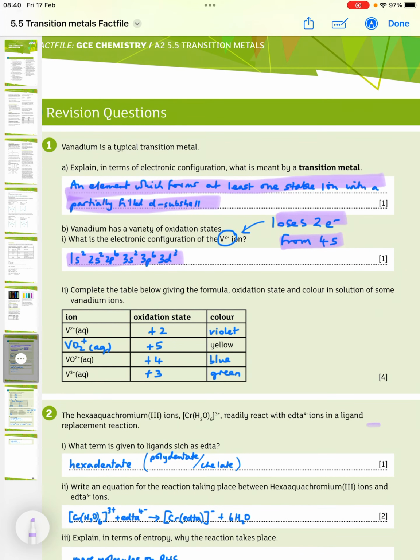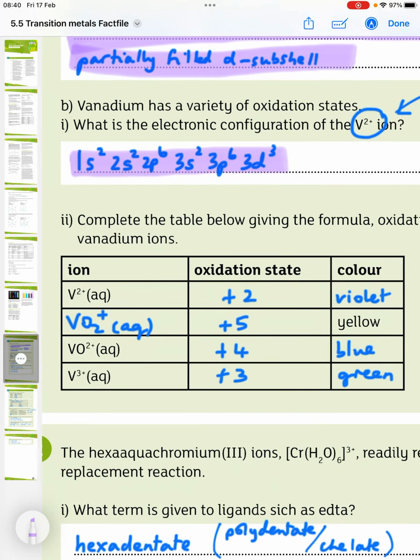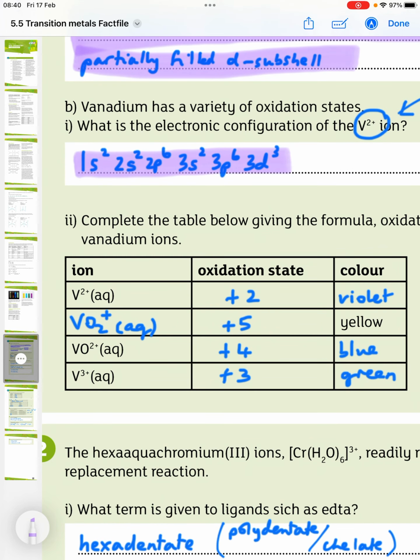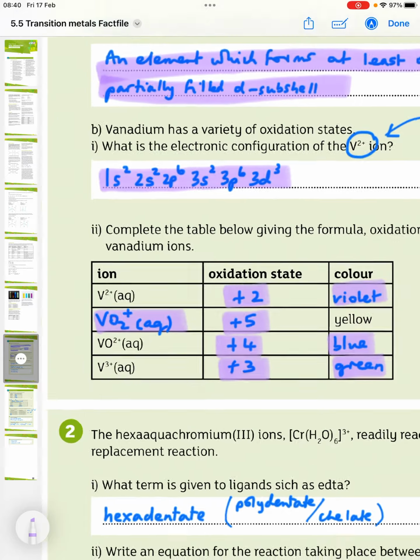Then complete the table, giving the formula, oxidation state and colour in solution of some vanadium ions. I would say it's really important to know the colours of the different oxidation states of vanadium. For V2+, it's easy, it's +2 and its colour is violet. The one which is yellow is the +5 oxidation state, and the ion is VO2+, and don't forget the (aq) in brackets. And then we have the VO2+, which is +4 and it's blue, and then V3+ is just +3 and it's green.